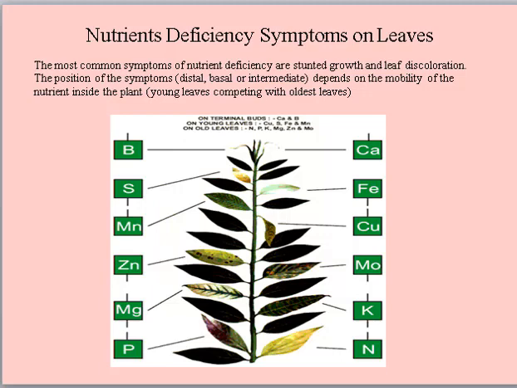Nutrients deficiency symptoms on leaves. The most common symptoms of nutrient deficiency are stunted growth and leaf discoloration. The position of the symptoms, distal, basal, or intermediate, depends on the mobility of the nutrient inside the plant. Young leaves competing with old leaves.